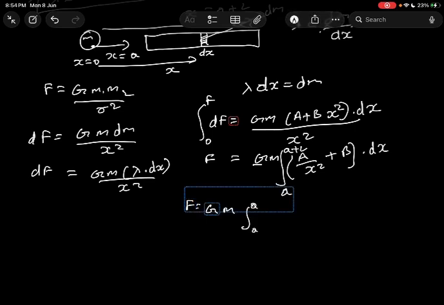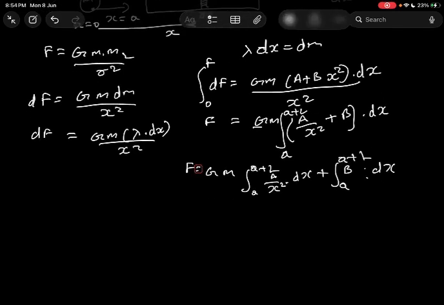Anyways, a to a plus l, a by x squared into dx. Just integration, guys, basic integration. A to a plus l into dx, l into dx. So what are we going to get for x squared? We are going to get GM a by x power minus 1, minus x, from a to a plus l.